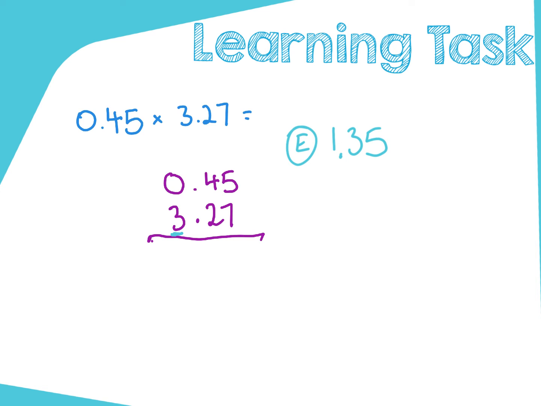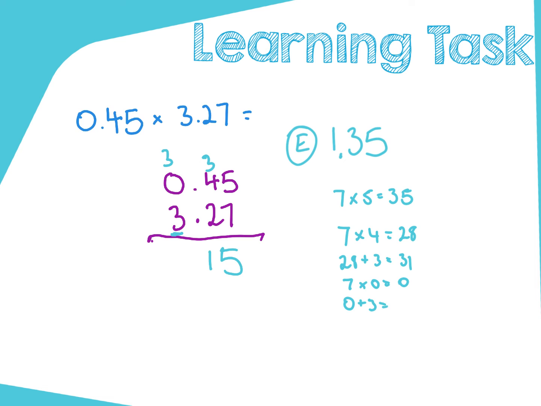All right, the first one, 7 times 5. Well, 7 5s are 35. So 5 goes down the bottom, 3 goes up the top. 7 times 4. Well, 7 4s are 28. So I'm going to take my 28 and I'm going to add my 3. 28 plus 3 is 31. 1 goes down the bottom, 3 goes up the top. And then 7 times 0 is 0. But I've got to do my 0 plus 3 equals 3. And I'll put my 3 down there.